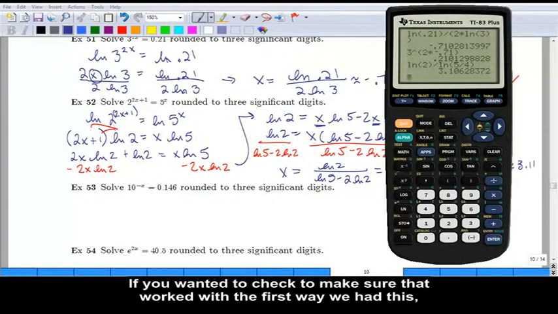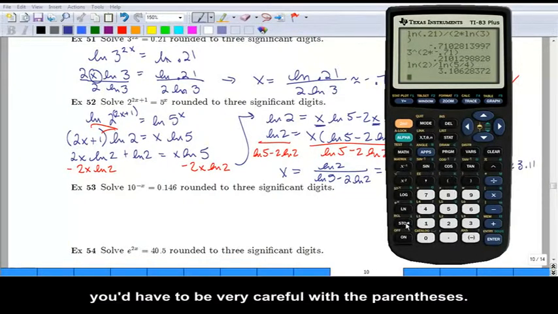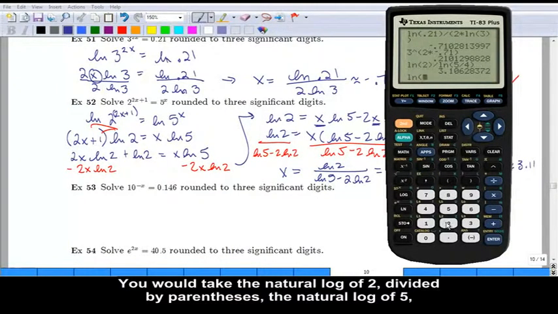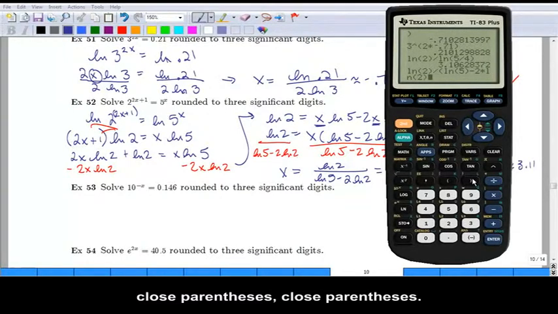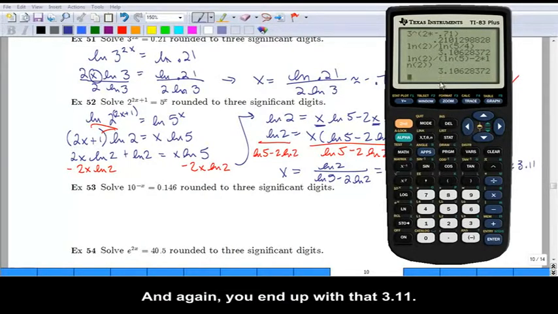If you wanted to check to make sure that worked with the first way we had this, you'd have to be very careful with parentheses. You would take the natural log of 2 divided by parentheses the natural log of 5, close parentheses, minus 2 times the natural log of 2, close parentheses, close parentheses. And again, you end up with that 3.11.